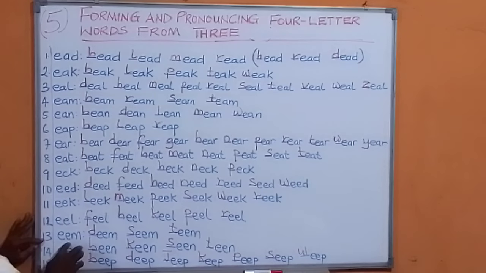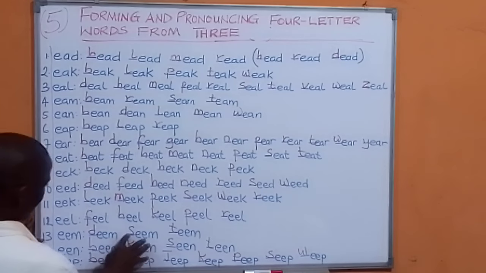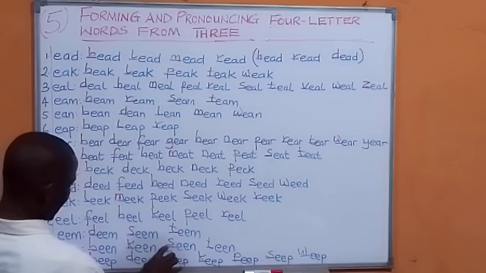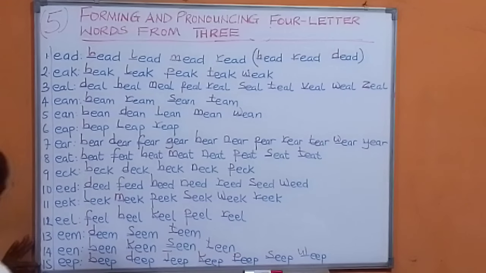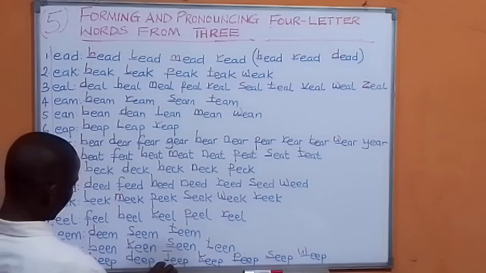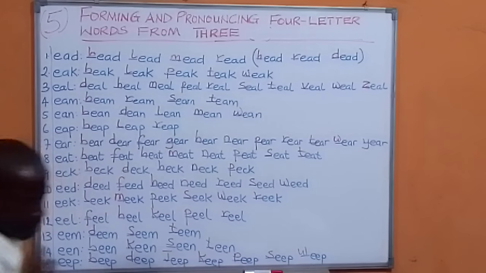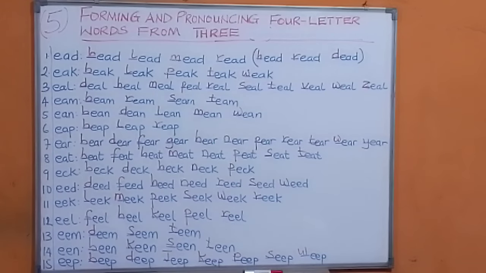Number 13, im, dim, sim, tim. Number 14, in, bin, kin, sin, tim. Lastly, ick, bin, dim, jim, kim, pin, sin, we. That's how we can take it on using three letters to make four letter words by just adding one letter there.